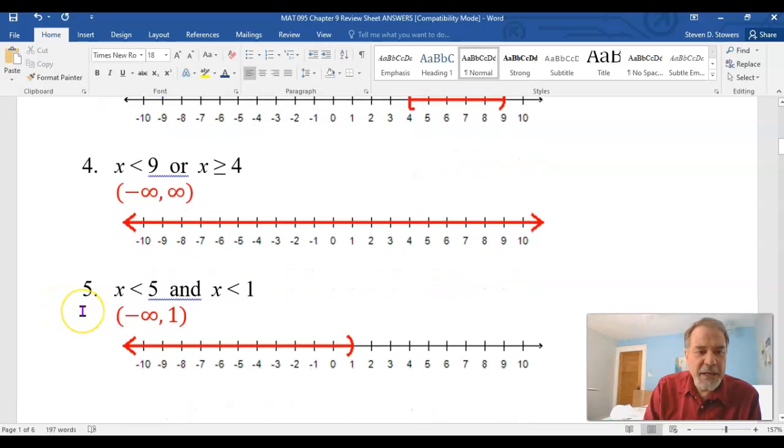Here's another and in number 5. x is less than 5 and x is less than 1. The and is more restrictive than the or. We just want the overlap. We just want the numbers that are both less than 5 and less than 1. If you're just less than 5 without being less than 1, you're not included. So these are the numbers. All of these numbers are both less than 5 and less than 1. So it's the interval from negative infinity to 1.